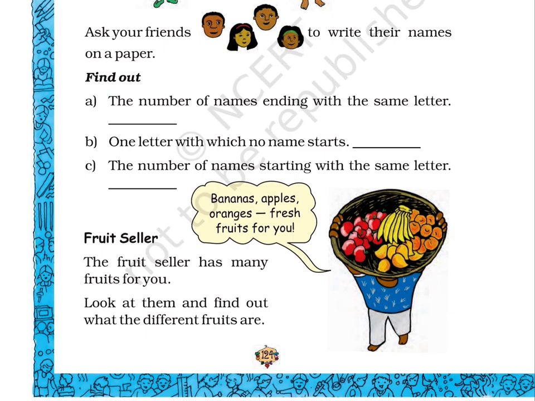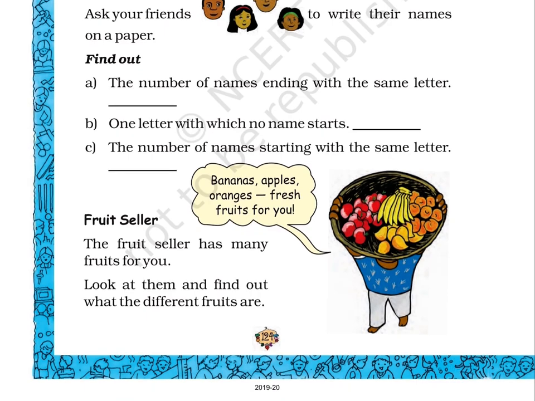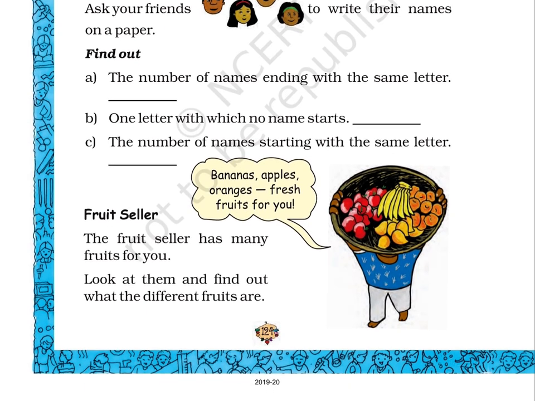Part 2. Fruit seller. Picture 2 on the right side shows a fruit seller holding a basket full of fruits like bananas, apples, oranges and mangoes on his head. He is calling people by saying, bananas, apples, oranges, fresh fruits for you. On the left side, the text reads as, the fruit seller has many fruits for you. Look at them and find out what the different fruits are.